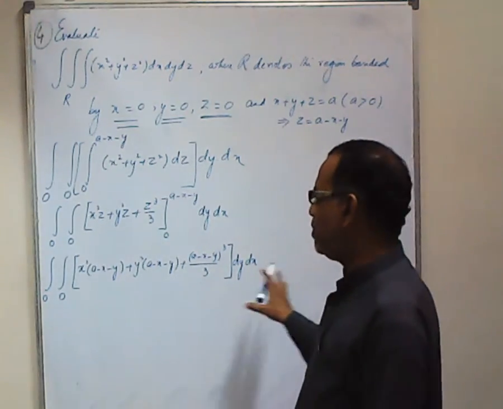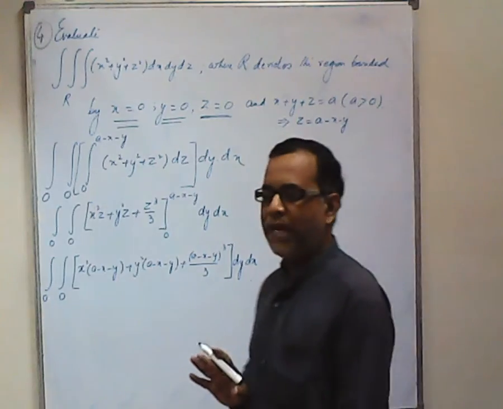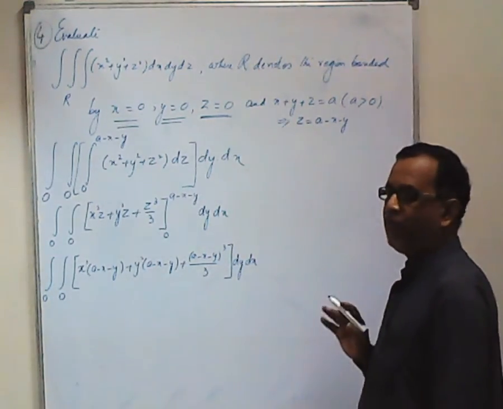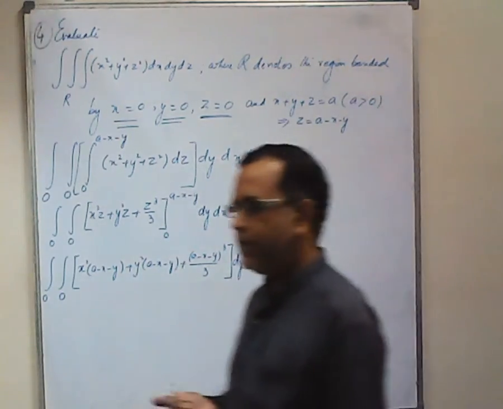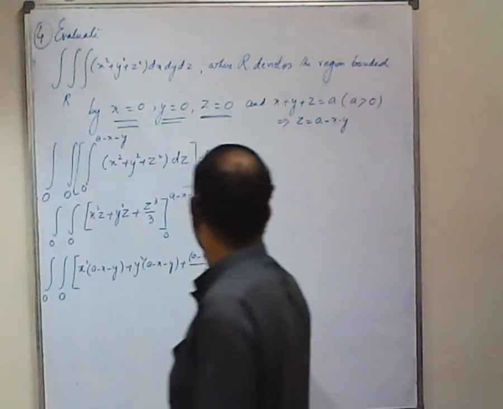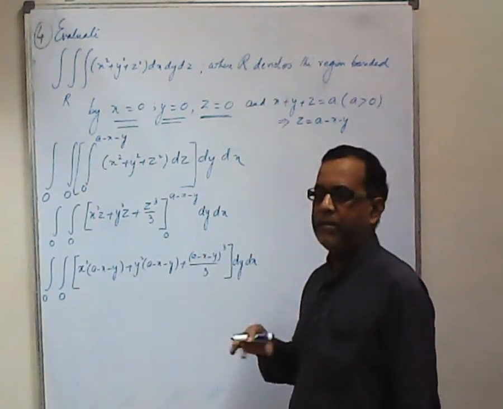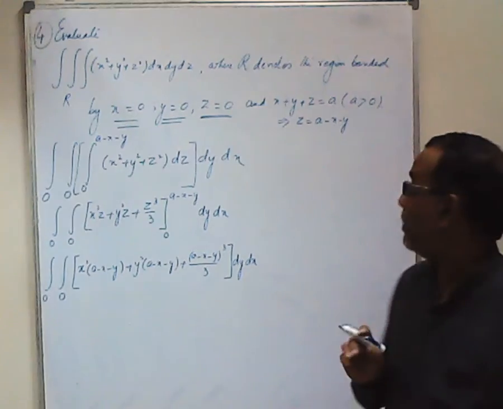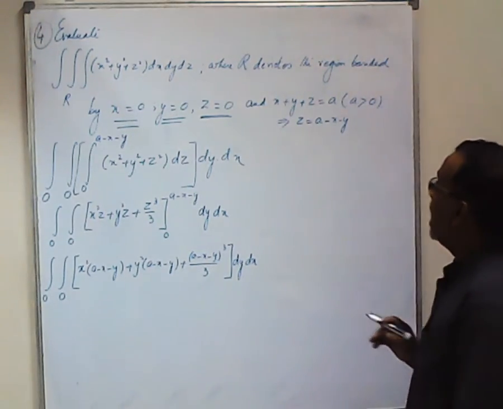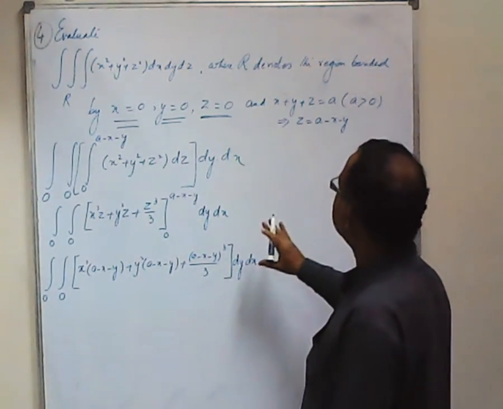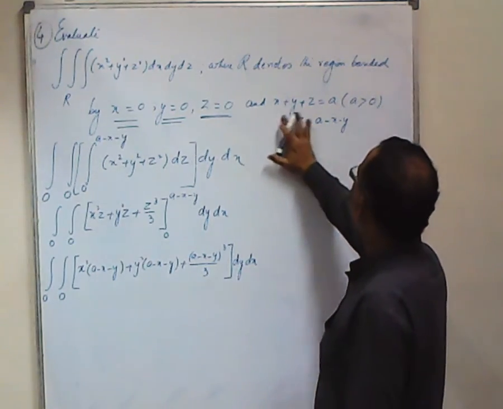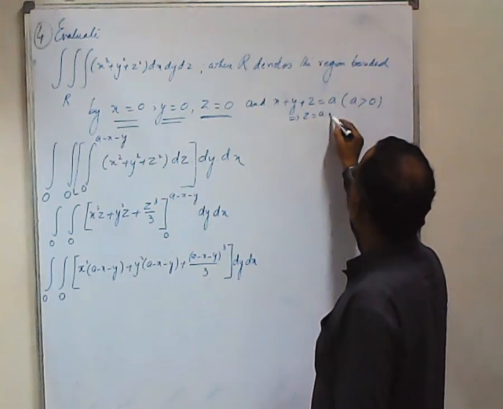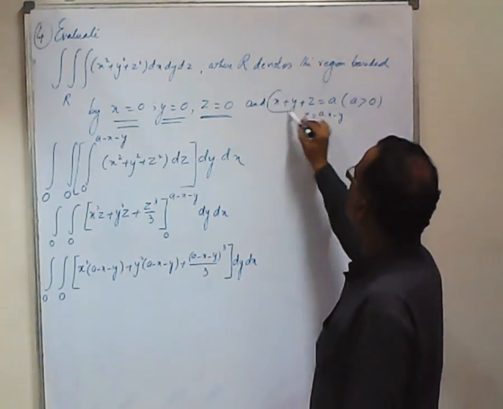So now we have substituted all these values. Now it's time to see what happened once we have eliminated the variable z from the equation. Once you have eliminated z, you have only z equal to a minus x minus y. So again, focus on this one.